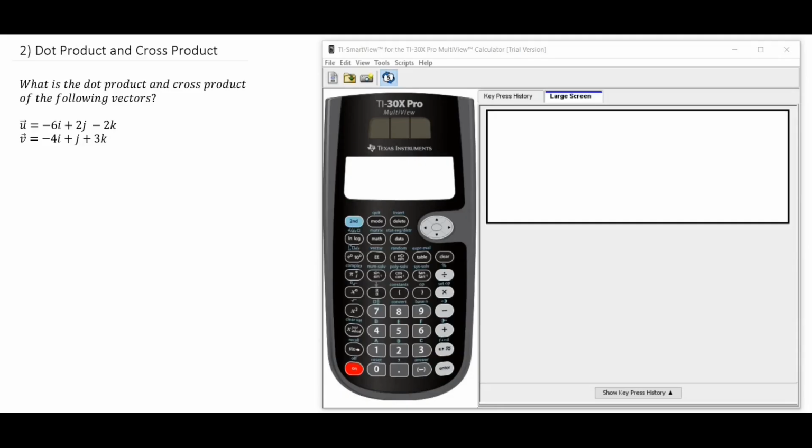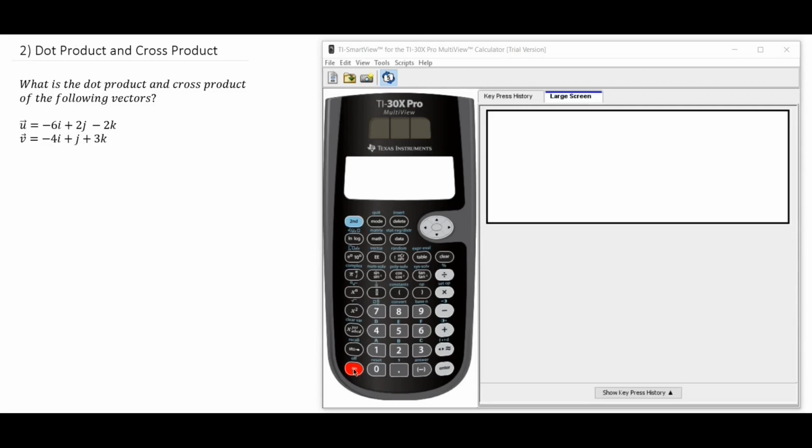For the second problem, we have the following question. What is the dot product and cross product of the following vectors? We have two vectors. The vector u is equal to minus 6i plus 2j minus 2k, and vector v, which is equal to minus 4i plus 1j plus 3k.